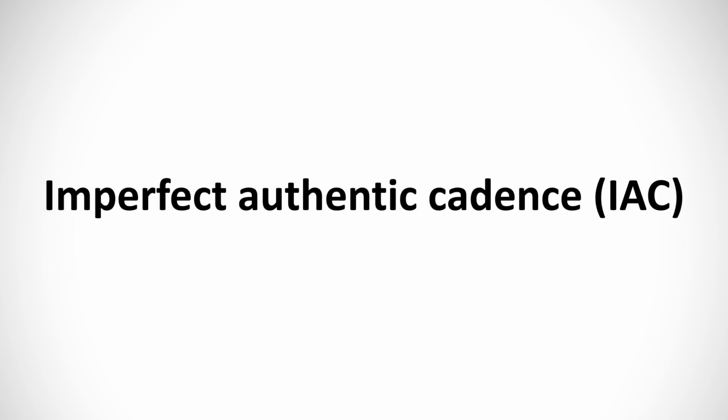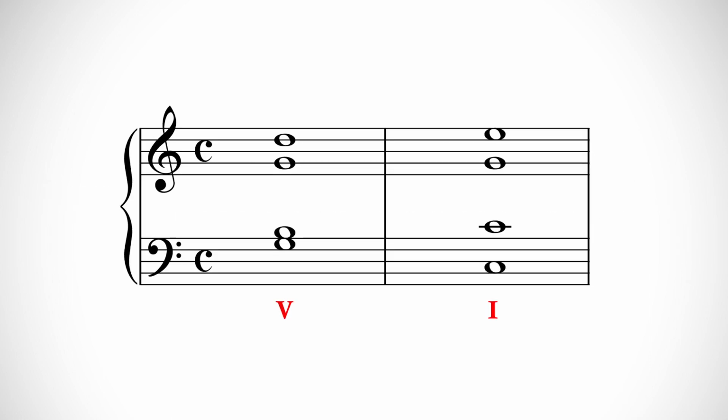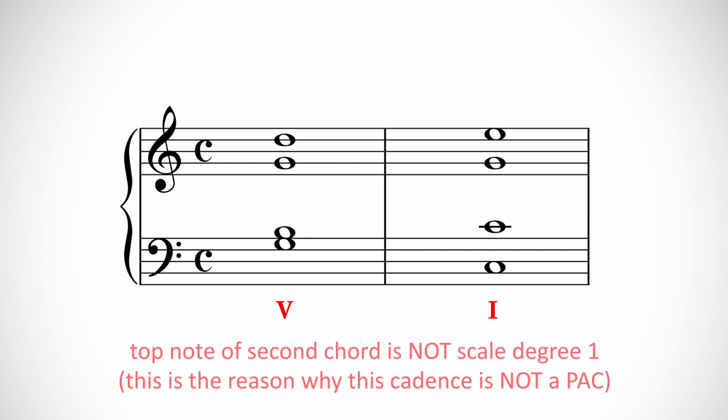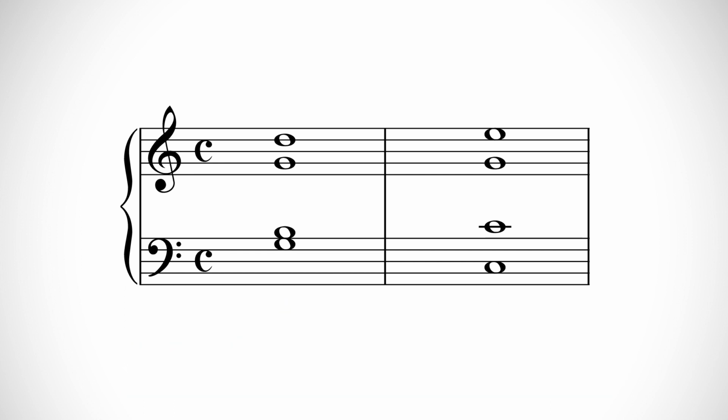Imperfect authentic cadence, IAC. The imperfect authentic cadence is basically any other 5 to 1 cadence that doesn't fit the definition of a PAC. So the chords may not be in root position, the top note of the 1 chord may not also be scale degree 1, and so on. Generally, these won't sound as strong as a PAC, but can be useful when you want musical punctuation that isn't as strong as an exclamation point. You could think of an IAC as functioning like a semicolon, a colon, or a period in the middle of a multi-sentence paragraph. Here's an IAC on its own in C major.